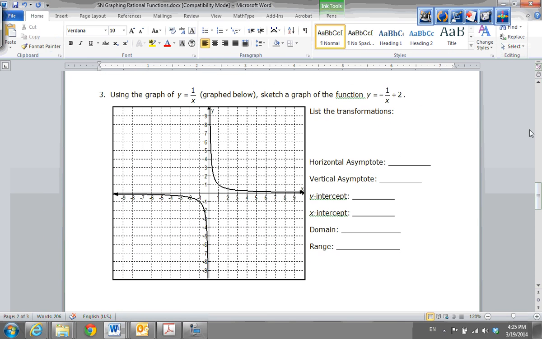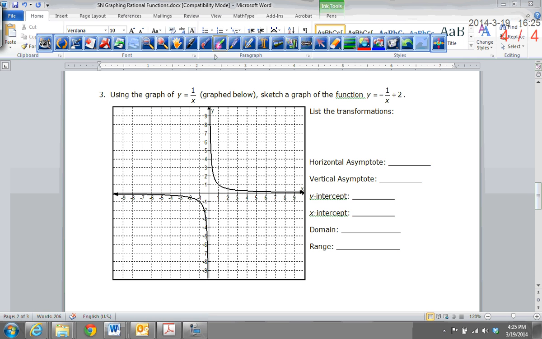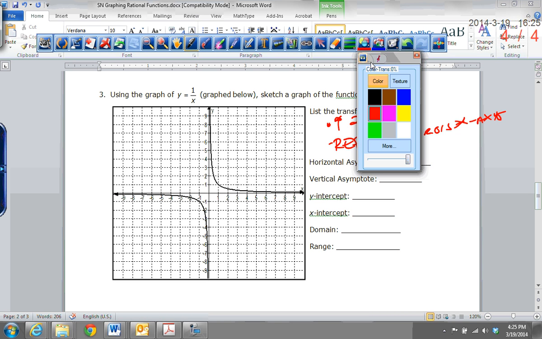Okay, I want to go over the transformations, and I'll let you try it. Number 3, transformations: up 2, and then my negative sign reflects across the x-axis. All right, here's a chance to pause, work on it by yourself.